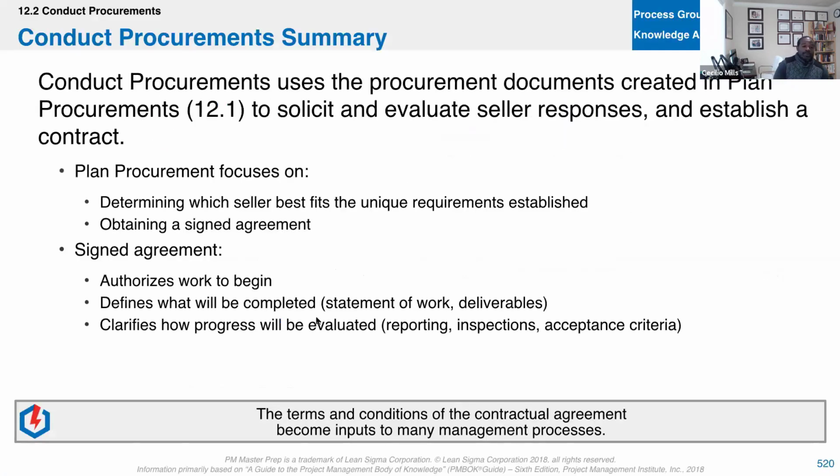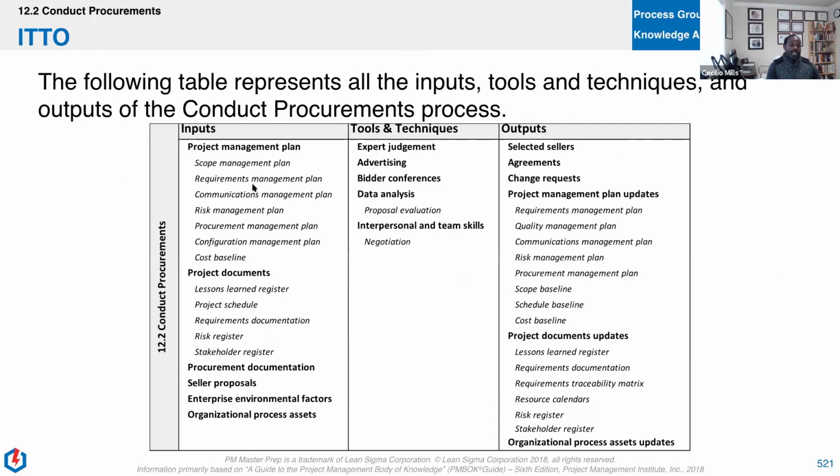All right, so let's look at this process. In planning, we determined what seller fit our unique requirements. And now we want to obtain this signed agreement and figure out exactly what's going to happen. So establish a contract here. We're taking these various plans, including the baseline, the various documents that we may have, and then procurement documentation, separate from a project document. These are the RFPs, RFQs, RFIs. We're going to look at all these. The proposals that actually come back in are now an input.